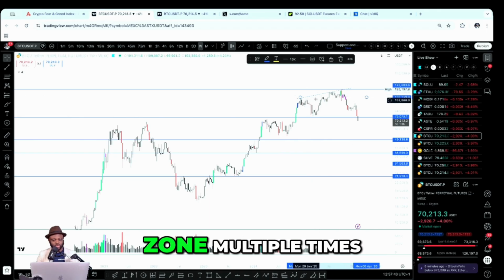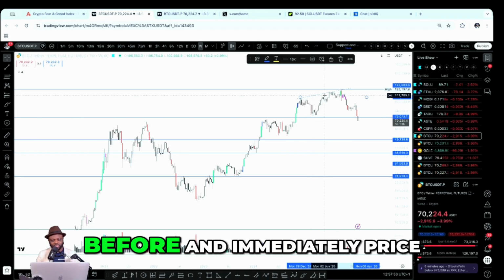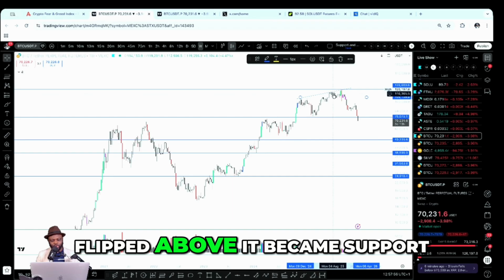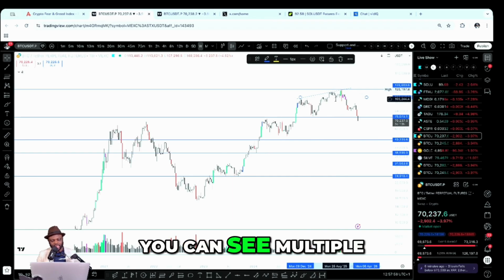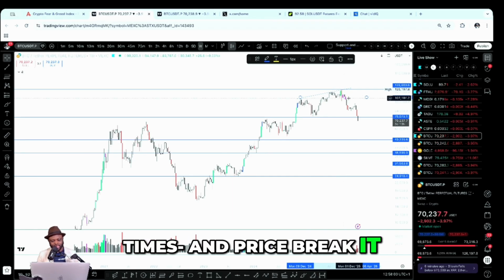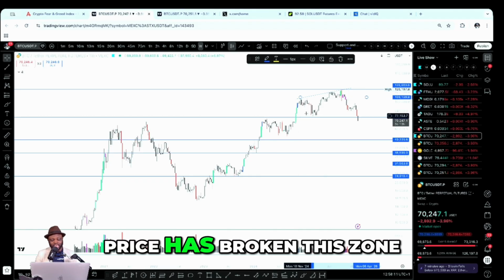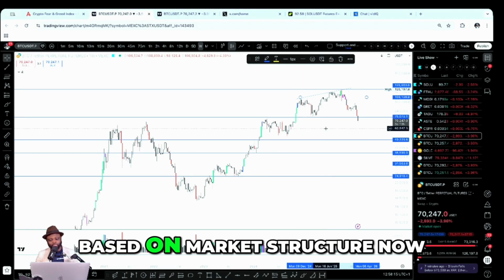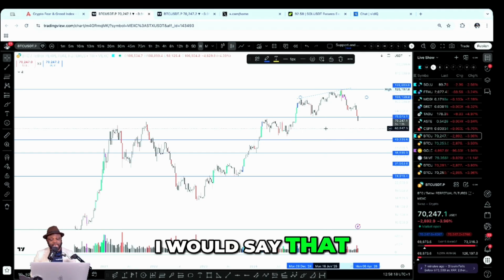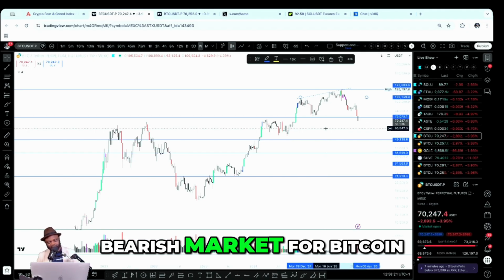Price has rejected this zone multiple times. This area was resistance before, and immediately price flipped above, it became support. You can see multiple times, and price broke it. We haven't gone to test it again. And now you see what has happened here. Price has broken this zone. Based on market structure now, I would say we are in a bearish market for Bitcoin.